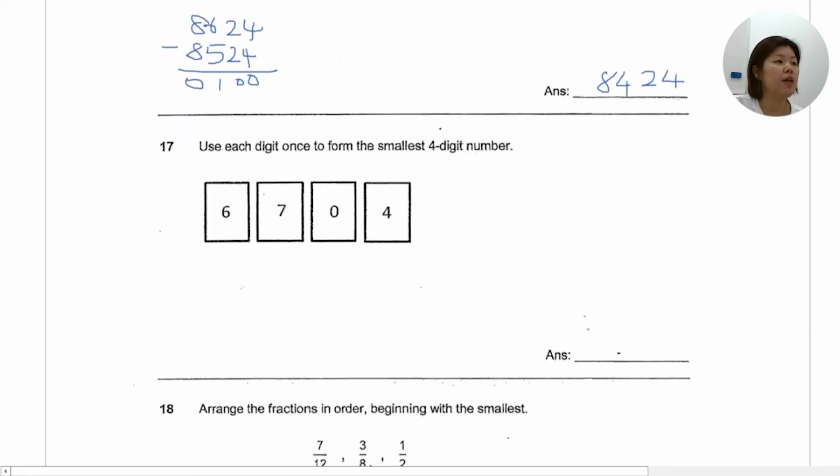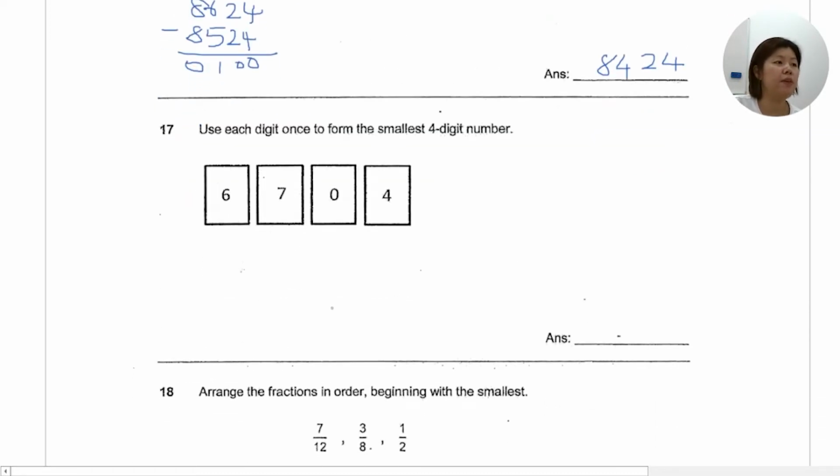Okay, next one. I want the smallest 4-digit number. So 4-digit, 0 can never come first. And it's the smallest, so I have to put 0 as the second one. And there are 3 digits left. 4 is the smallest, so I can put 4, followed by 6 and 7.